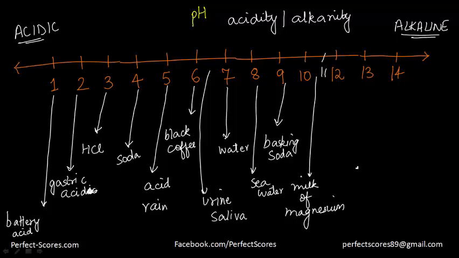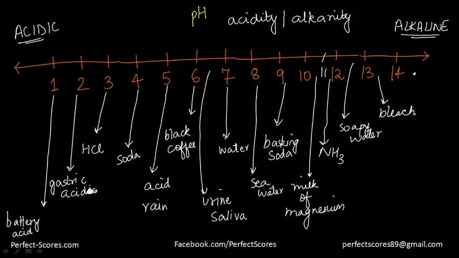And between 11 and 12 lies ammonia, which is NH3, a pungent gas. Between 12 to 13 is soapy water, closer to 12. And 13 would be bleach. And finally, the most alkaline is a drain cleaner.